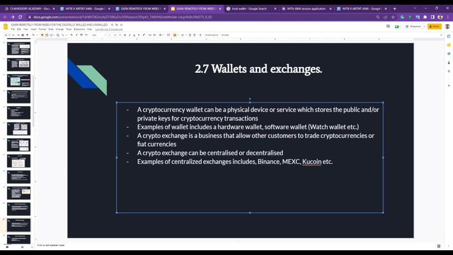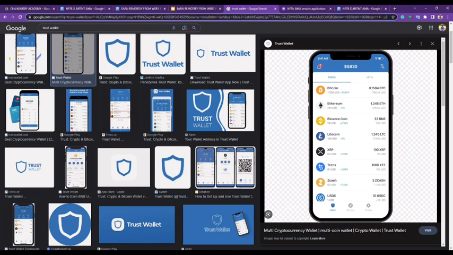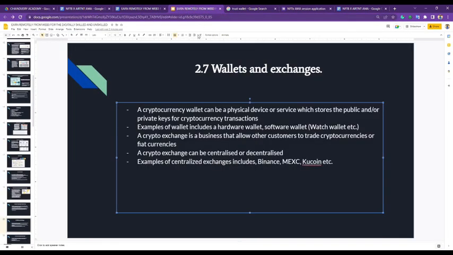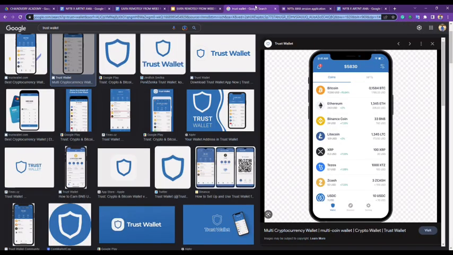Cryptocurrency exchange, let's move on to that. A cryptocurrency exchange is a business that allows customers to trade cryptocurrencies or fiat currencies. When we talk particularly about cryptocurrencies, it can be centralized or decentralized. Examples of centralized exchanges include Binance, MEXC, KuCoin. These guys are the big guys in the game. There are so many. Let me see, CoinMarketCap.